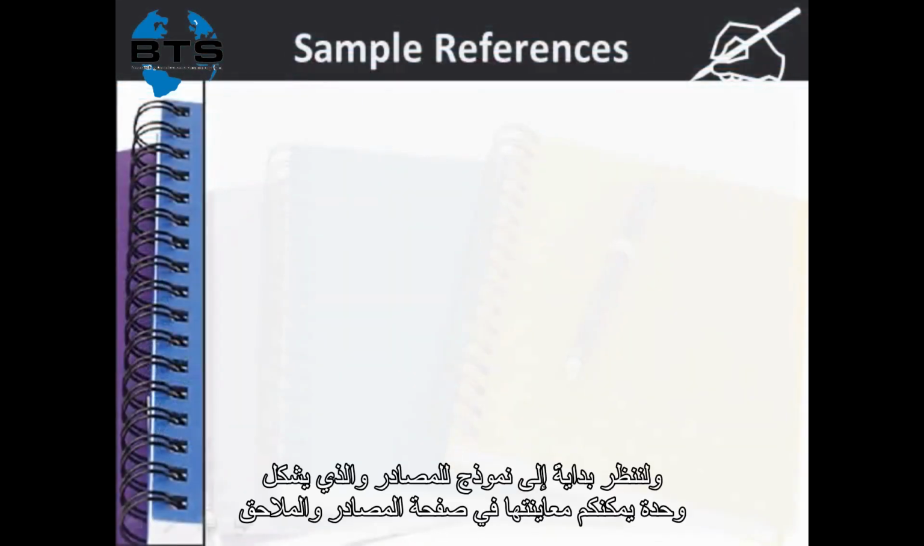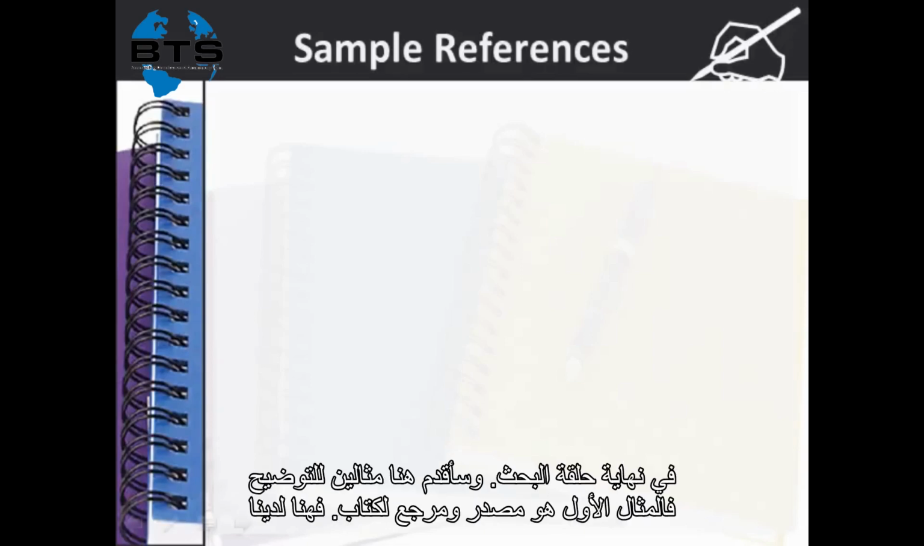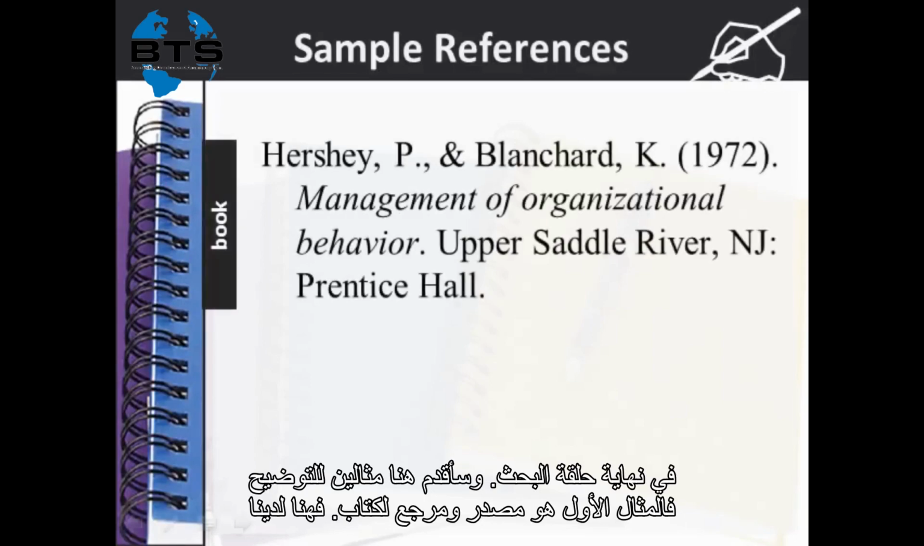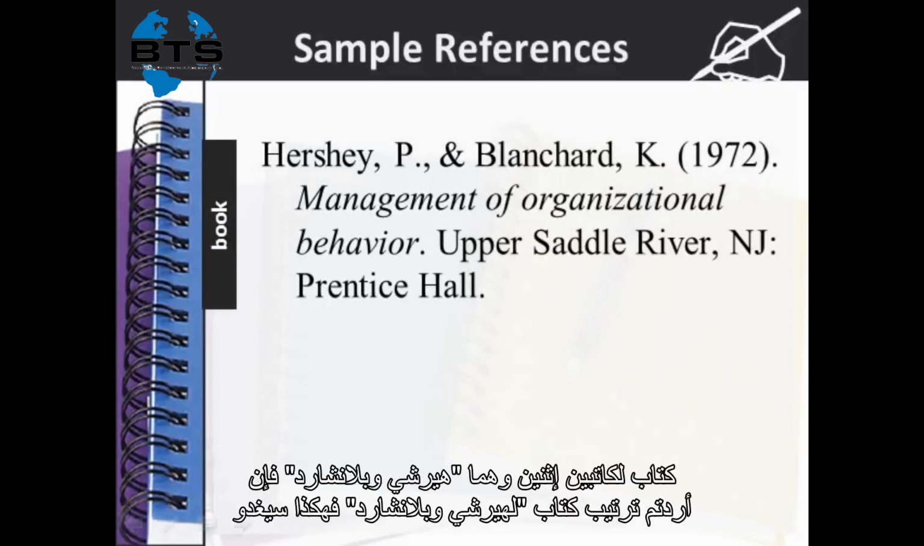We'll look first at some sample references. This would be one of the entries on your reference list at the very end of the paper. I've made up just two examples for illustration purposes. The first one is going to be how to properly list the reference for a book. What I have here is a book from two leadership theorists. Hershey and Blanchard are credited with the idea of situational leadership.